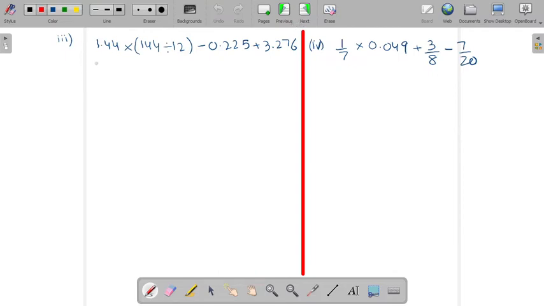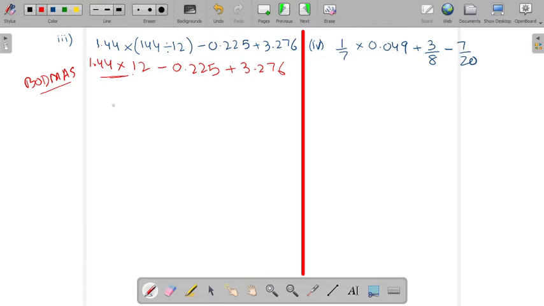Next part. In the third part, again you have to solve the bracket first. So 1.44 multiply 144 divided by 12. So it would be 12 minus 0.225 plus 3.276. What should be the next step according to the BODMAS? Which part will you solve first? This bracket you will solve first. Sorry, this multiplication you will solve first.